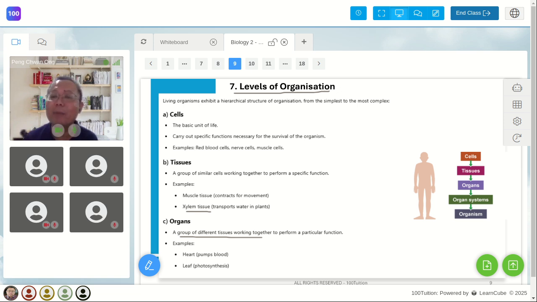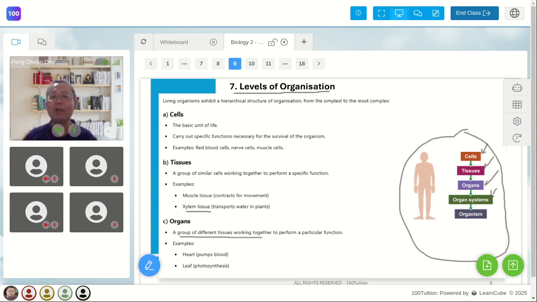Okay, and if you look at the diagram here, this will show you the hierarchy structure of the organism. First, the basic unit is cells. When you have a group of cells working together, you have tissues. When you have a group of tissues working together, you have an organ. When you have a group of organs working together, you have an organ system. And finally, when all the organ systems work together, you have an organism, a living organism.